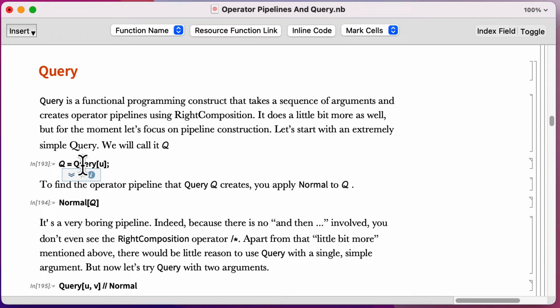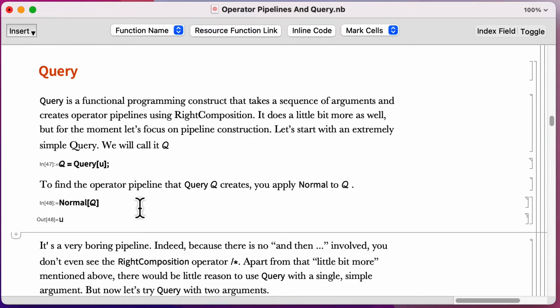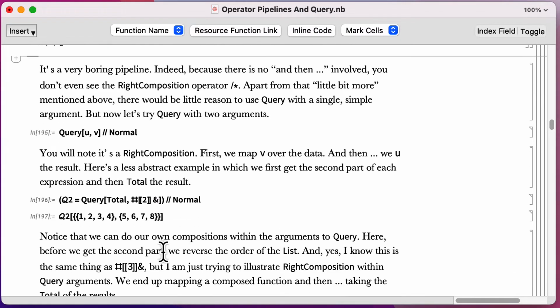Let's take a Query. It's going to have one argument u, and we'll call our Query script capital Q. To find out what this does, just take Normal of it. If you take Normal of a Query, it will tell you the pipeline that it's created. Now here, this is not much of a pipeline because there's only one function, and you would almost never use Query to build something this simple. But now let's build something a little more complicated that's a little more real.